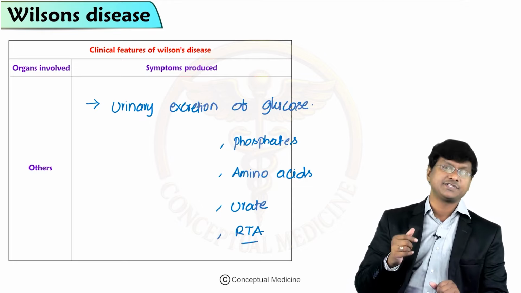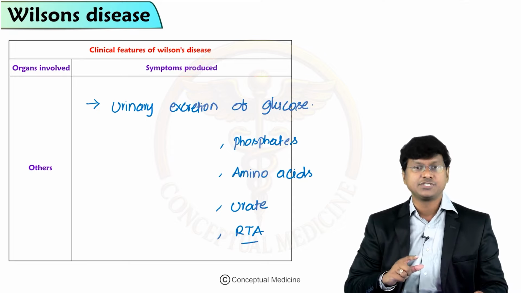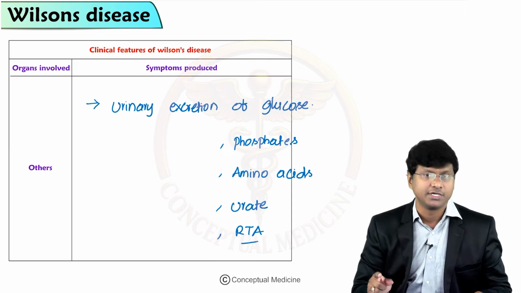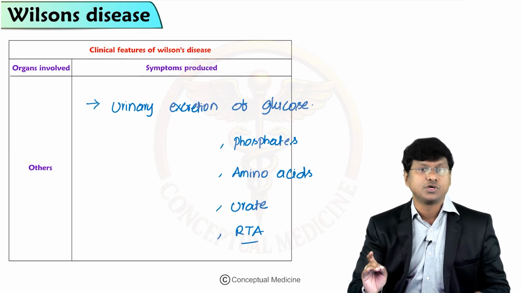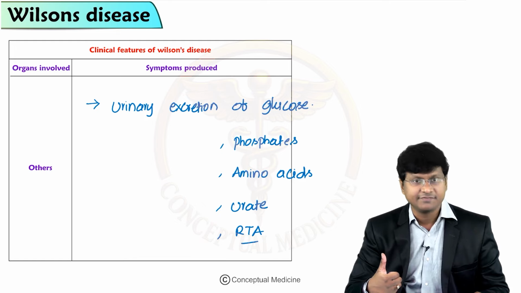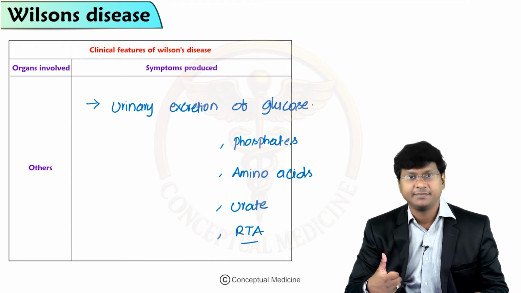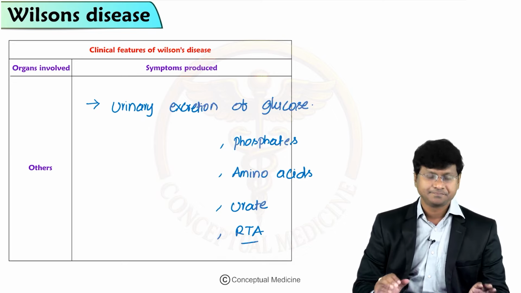Sensory manifestations will never be there, and even muscular tenderness or muscular pain will not be there. And psychiatric manifestations will be in the form of behavioral disturbances, and these individuals also have loss of emotional control. The individual will be depressed, hyperactive, and there is also loss of sexual inhibition. The ocular manifestations will be in the form of KF ring, and there will also be the sunflower cataract. And hematological manifestation will be in the form of hemolytic anemia, that is Coombs negative hemolytic anemia, and there is urinary excretion of glucose, phosphate, amino acids, urates and renal tubular acidosis will be there.